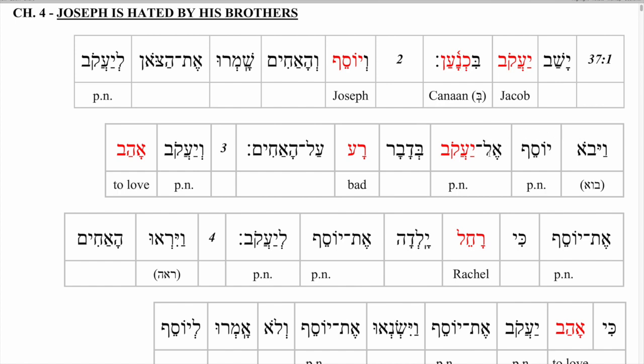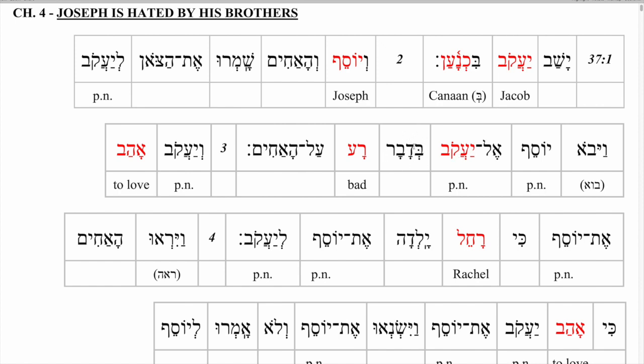And then El Yaakov. El, if you want to look that up, that's a preposition that shows you how something relates either in space or time to something else. So Joseph came in. El means to Yaakov, Jacob. And Joseph came in to Jacob.